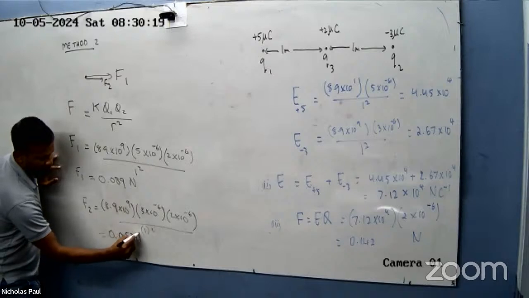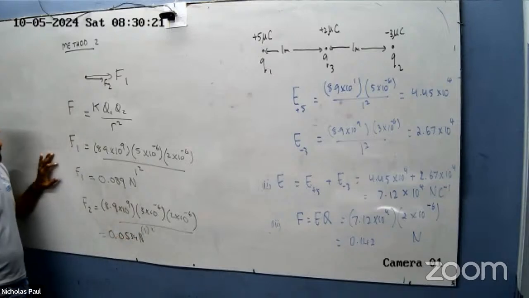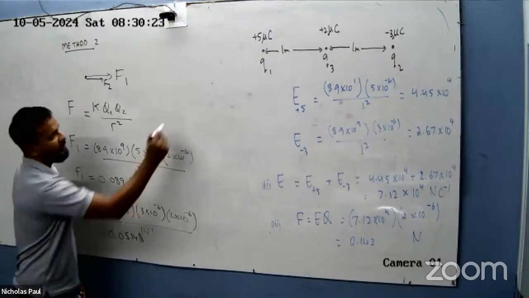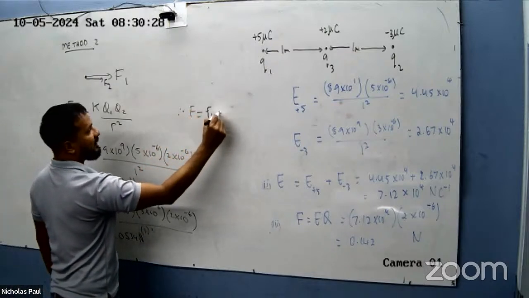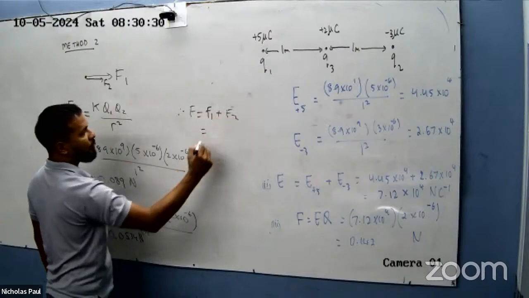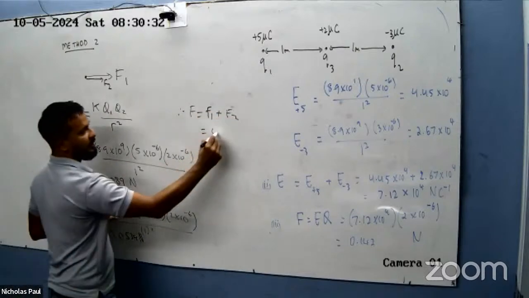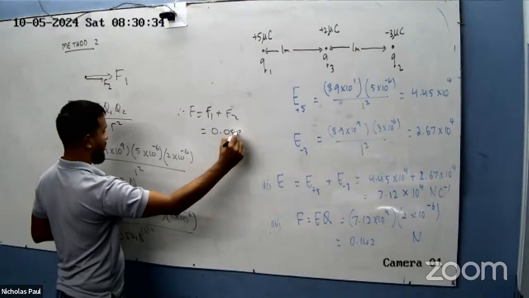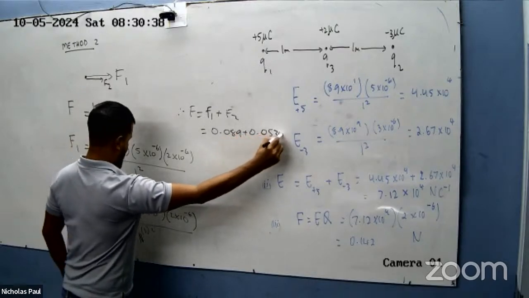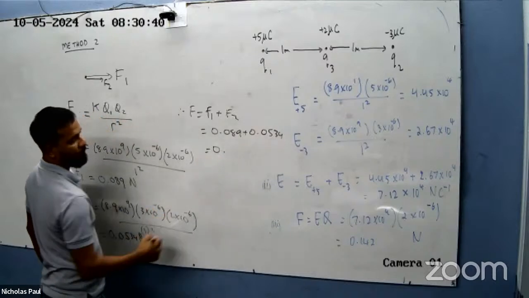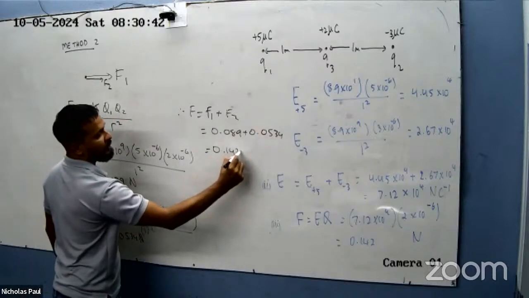0.534. Right, so therefore F is equal to F1 plus F2, which is 0.089 plus 0.0534. How much is that? Right, so we got to go.